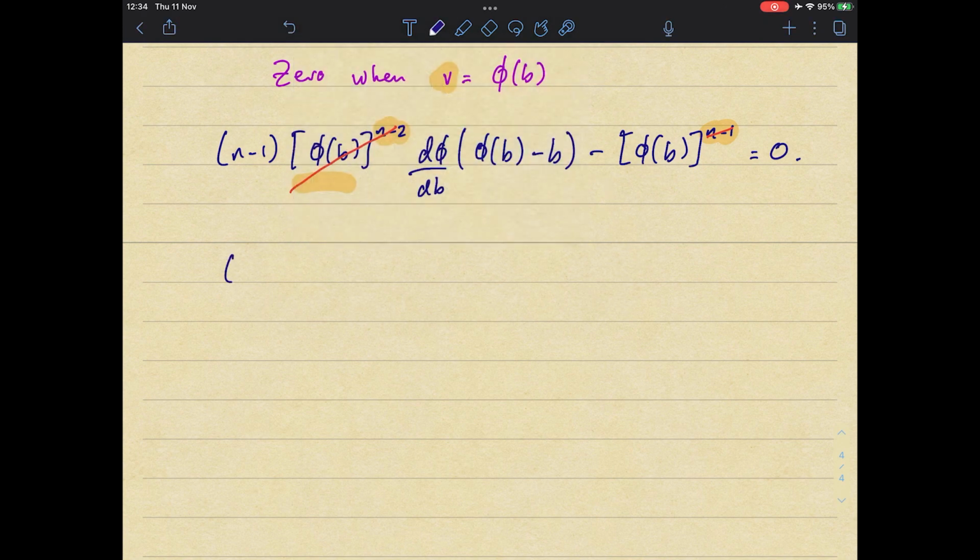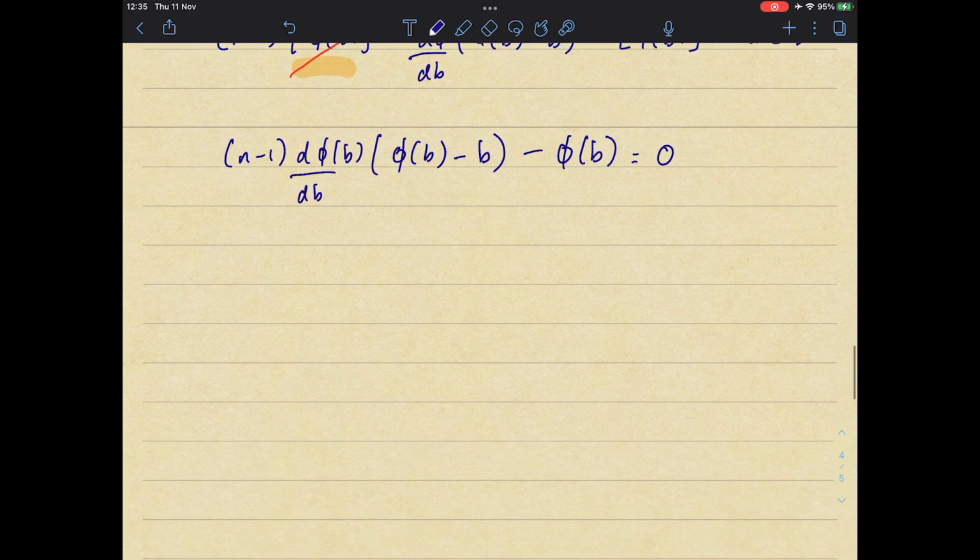So let's write that line. We get n minus 1 times the derivative of phi with respect to b times, let's keep putting in the arguments here, phi of b minus b, minus phi of b, just one copy left because I've divided by n minus 2 copies, equals 0. Okay, so what we're left with here is a differential equation. Now this is not a mathematics course, so I'm not going to go into depth about how to solve this. We're going to use a trick that makes this real easy.